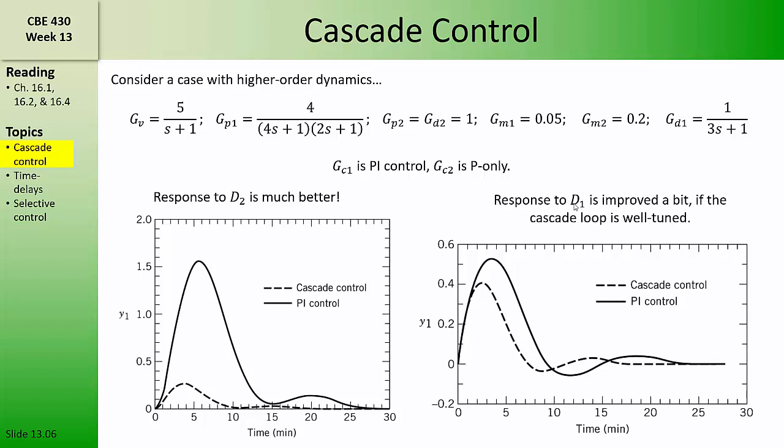The response to disturbances D1, which remember, do not directly affect the controlled variable in the secondary loop, is also improved a little bit when using well-tuned cascade control loops. Often, cascade control is used with a PI controller for the primary loop and a P-only controller in the secondary loop, as was done in this example. If the secondary loop cannot tolerate much offset, PI control can also be used in the inner loop. Derivative action is only very rarely used on the secondary control loop, but a PID controller may be used to speed up the dynamics of the primary control loop.